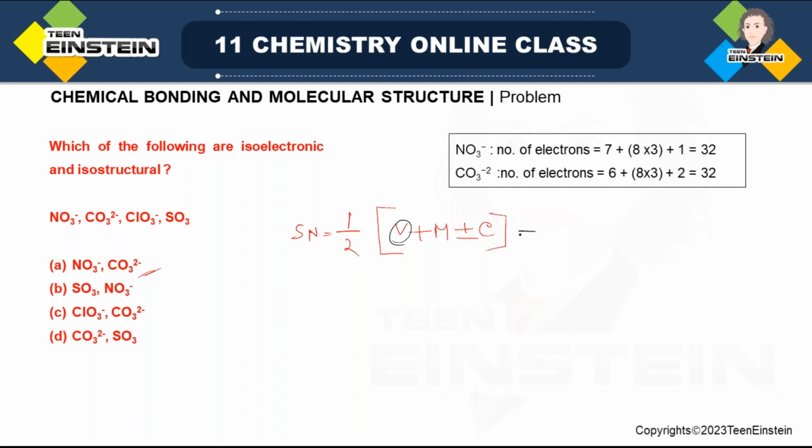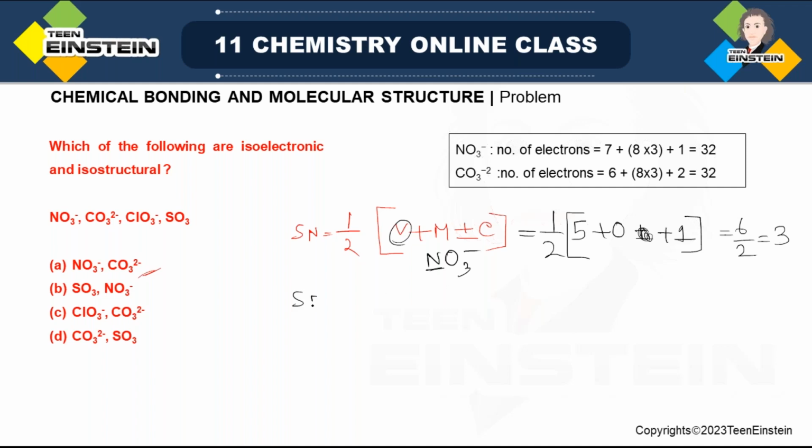Okay, so now what is the actual calculation for NO3 minus? Valence electron of the central atom nitrogen is 5, number of monovalent atoms 0, and there is one negative charge, so plus 1. So it is basically 6 by 2, which is 3. So the steric number last day by mistake I showed as 4, but actually it is 3. So basically it will be planar trigonal.